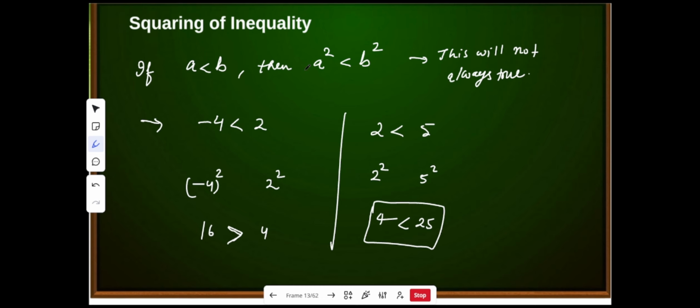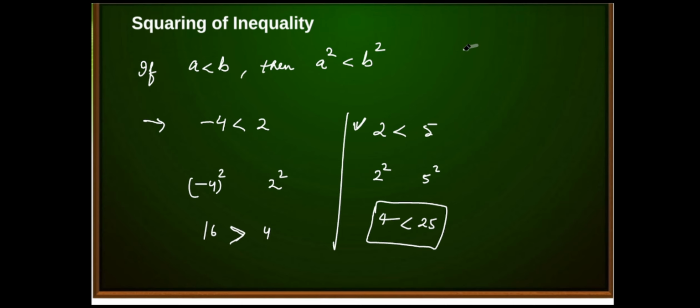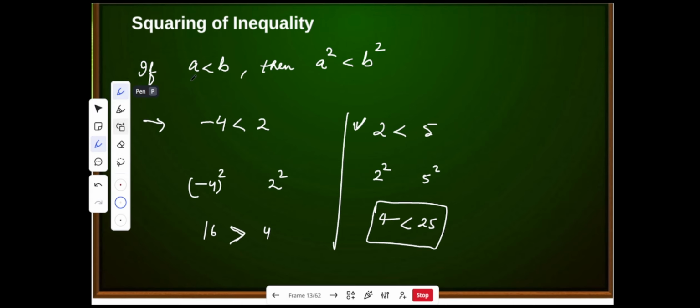So if a less than b, then a square less than b square will be true only if both a and b are of positive sign. So here you can see, first thing is, okay, we'll see this for different examples to come up with the result. If a less than b, then a square less than b square if both a and b are positive. So we can see this as if a less than b and here this is positive, then this will be true.